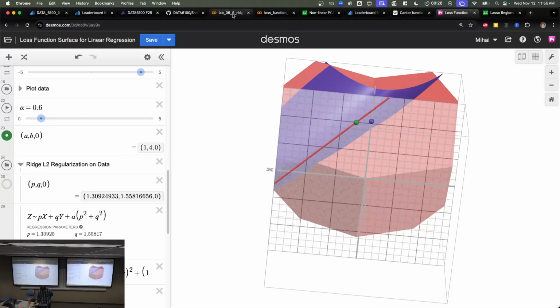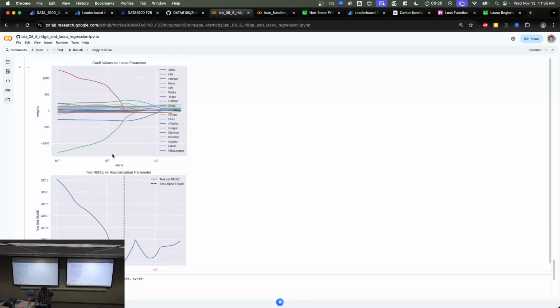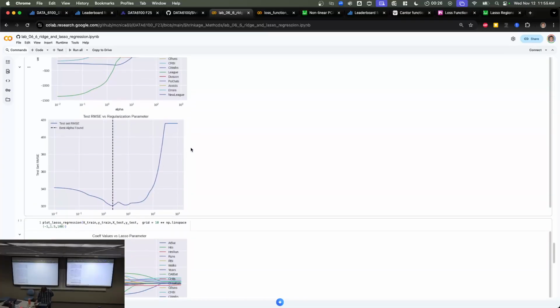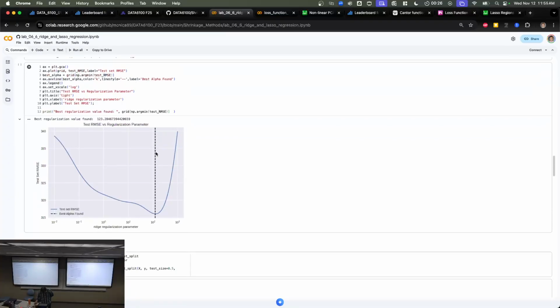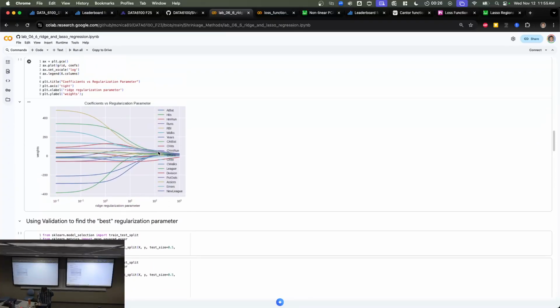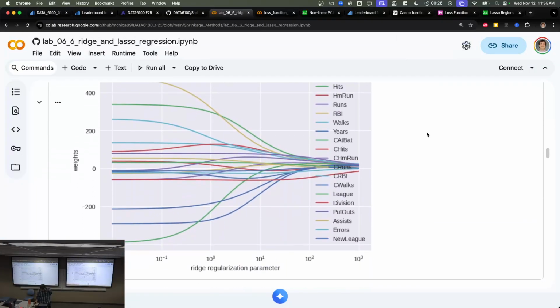So this led us to plots that look like this one. This is the plot of the baseball hitters that we did last week. On the x-axis, we have the ridge regularization parameter, that alpha value. And as alpha increases, all the beta values shrink in towards 0. All right. Another way you can view this is this kind of plot.